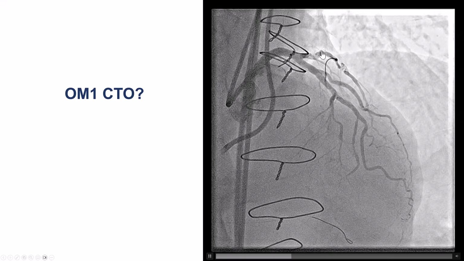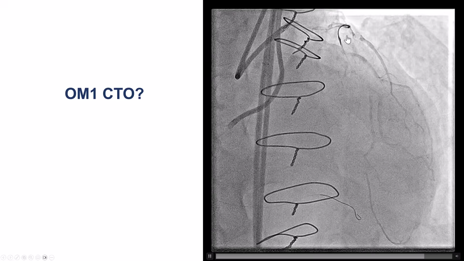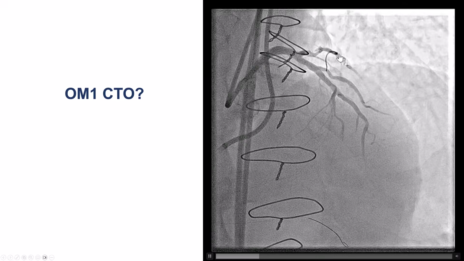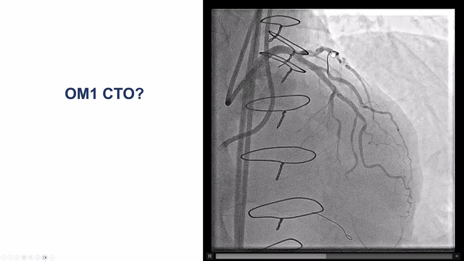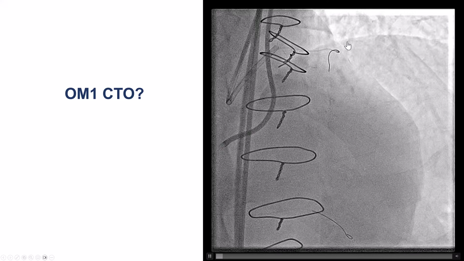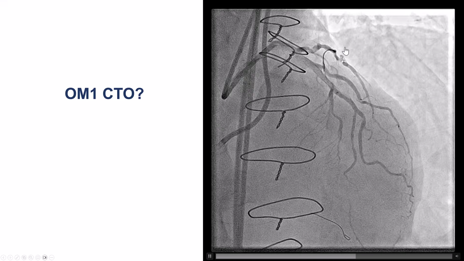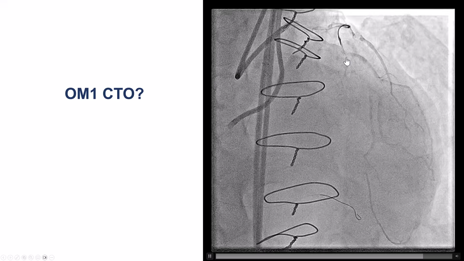When we look at the obtuse marginal in the RAO view, we do see that it's a very complex lesion with this little vessel that seems to be extremely tortuous. Although initially we thought there might be a continuous connection, retrospectively, this might represent a bridge, and this is what we will discuss.